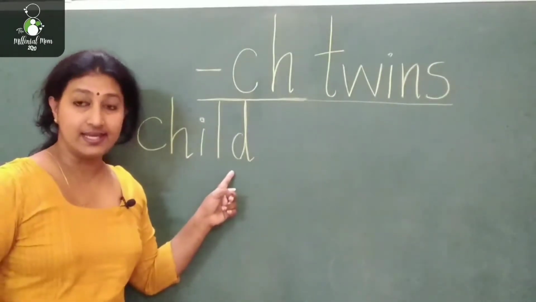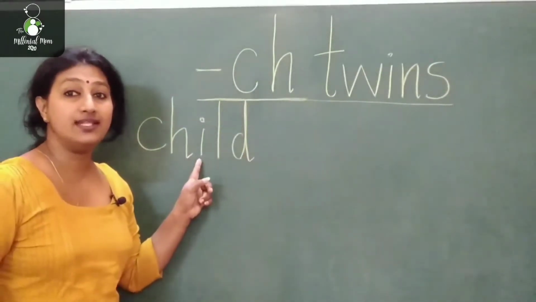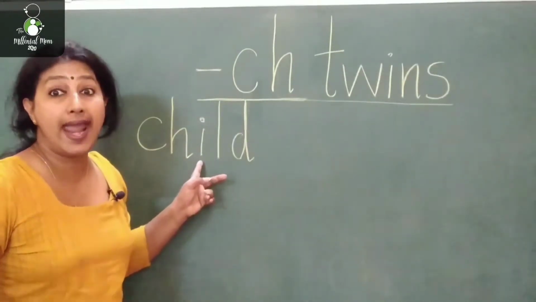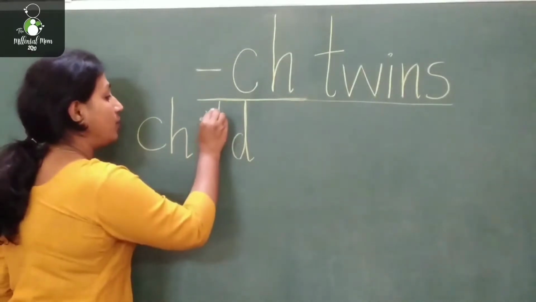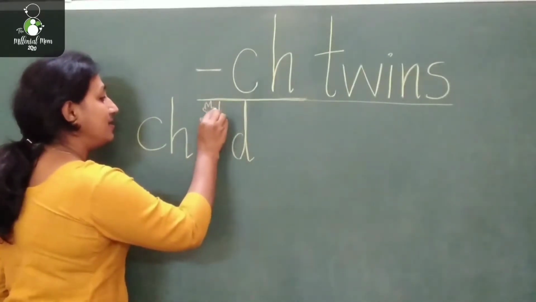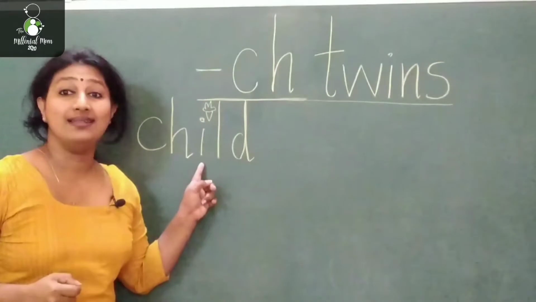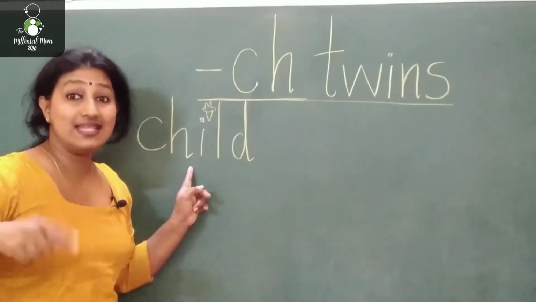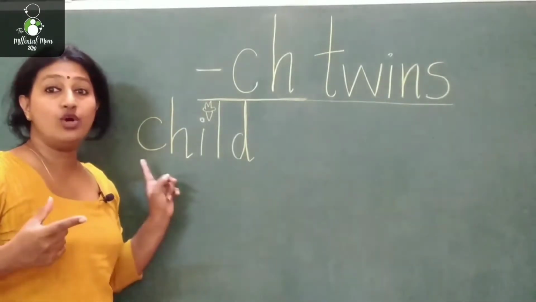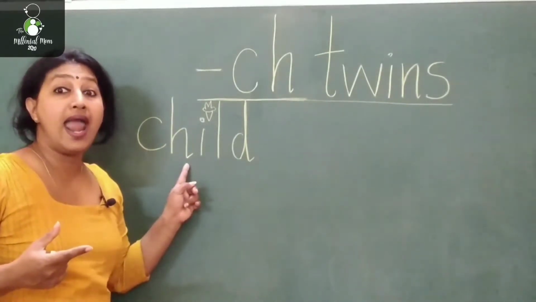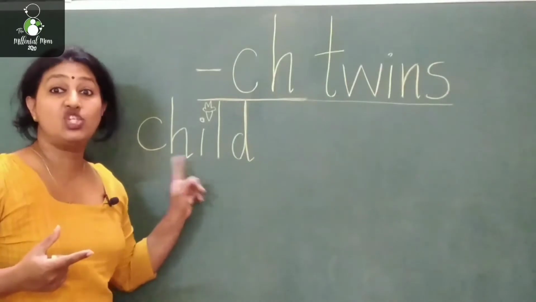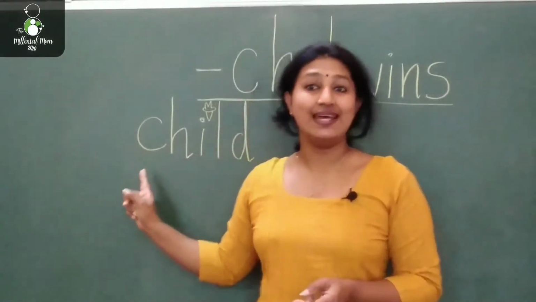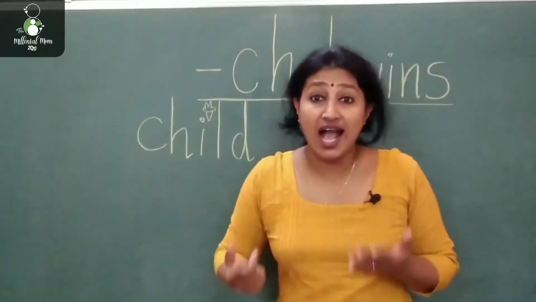CHILD. This is not the short I sound. This is the ice cream sound. I. So I am going to draw an ice cream here so that you remember that the I is the long sound, that is I. Okay, so child. So we have just written the spelling of child.